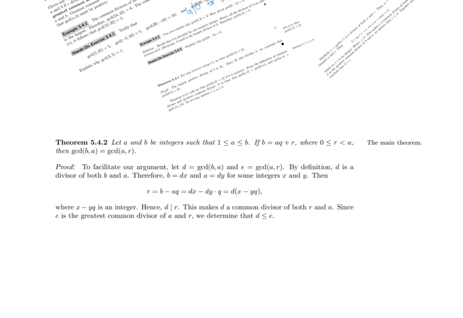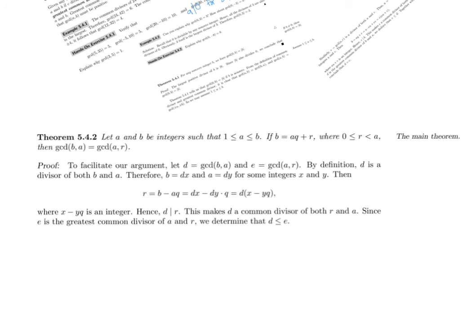Okay, so building on that assumption, we have the following theorem. Let a and b be integers such that 1 is less than or equal to a, which is less than or equal to b. If we apply the division algorithm to a and b, in other words, if we have b equal to aq plus r, where r is non-negative and less than a, then the greatest common divisor of b and a is exactly the same as the greatest common divisor of a and r.